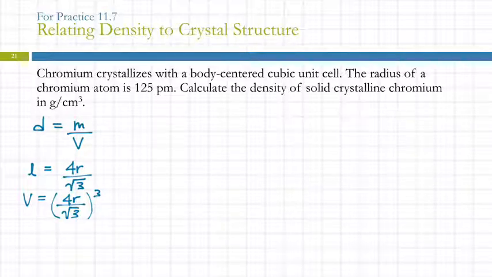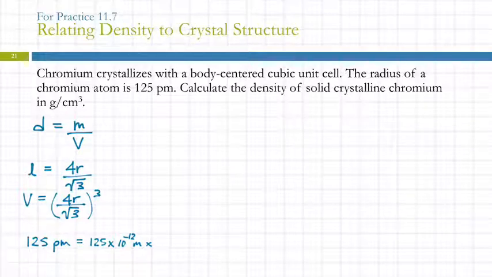So thinking ahead, we can save ourselves some unit conversion grief. We want grams per cubic centimeter. So again, we want to calculate this volume in cubic centimeters instead of in cubic picometers. So this 125 picometers is the same as 125 times 10 to the minus 12 meters, because pico means 10 to the minus 12. And then we can convert meters to centimeters. Centi means 10 to the minus 2. So this is going to come out to be 1.25 times 10 to the minus 8 centimeters.